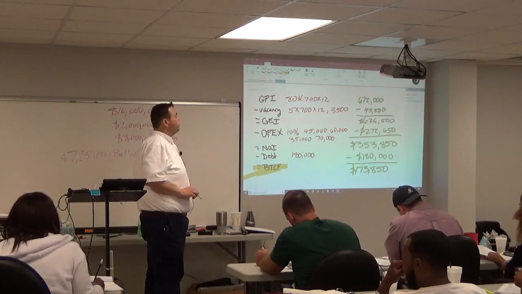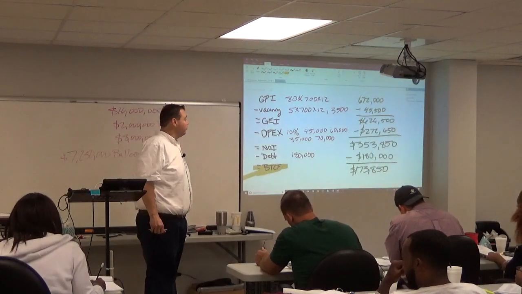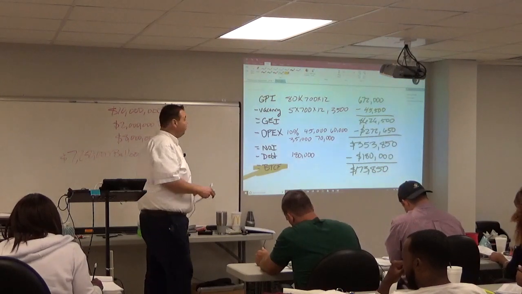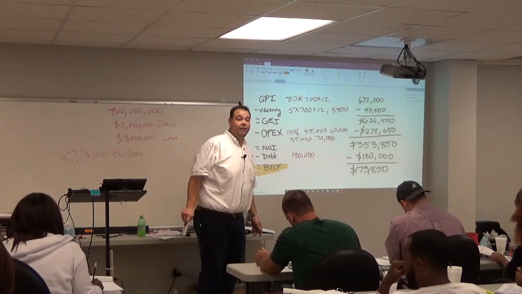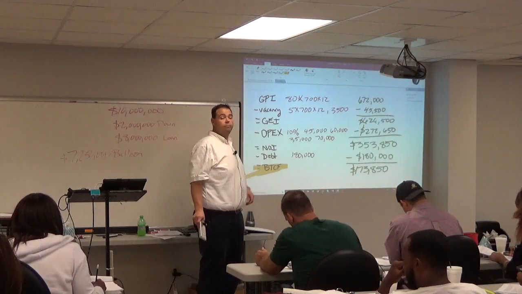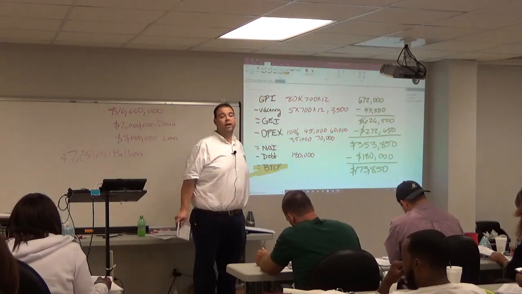After you did 5 times 700 times 12, then it's an additional 3,500 and rent was not collected. So that's vacancy and rent collection losses, right? So it all goes on the vacancy line. Okay. Because it's rent you did not collect.